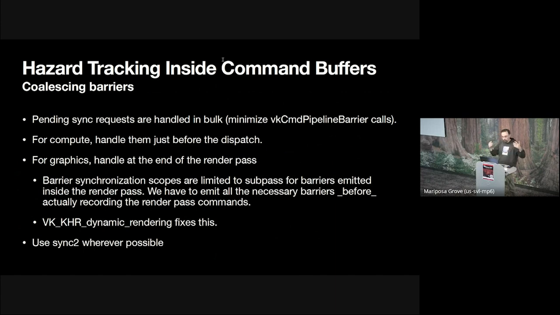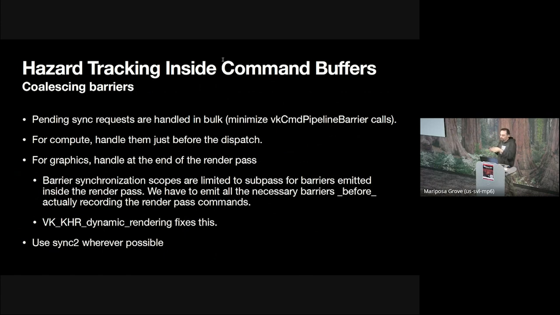So for compute, we handle all the pending sync requests before the dispatch. And for graphics, it's a little bit weird because we handle the pending sync request batch at the end of the render pass, but then the barriers get emitted at the beginning of the render pass. And that's because the Vulkan spec limits the synchronization scopes of barriers that are emitted within a render pass instance to just the current subpass.